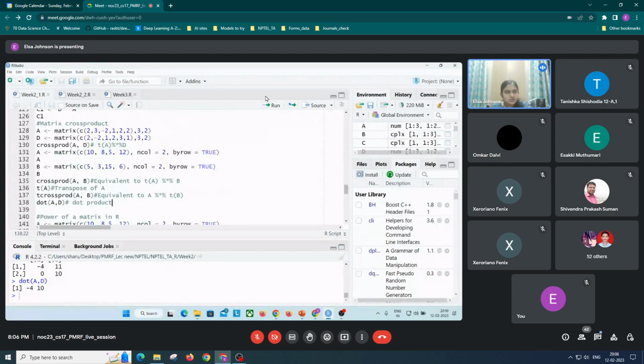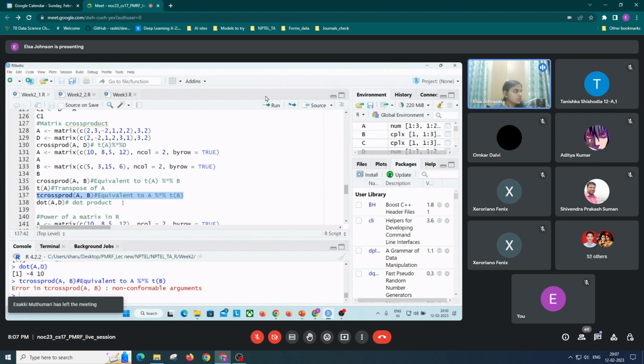So where have we stopped? Just cross product of A and B, then transpose if you want to find that. If you want to find A multiplied with the transpose of B, you can put T, cross prod of A and B. I think that is self-explanatory. Why didn't it come? Again, there are some problems with the matrices, so you can try to work around that.